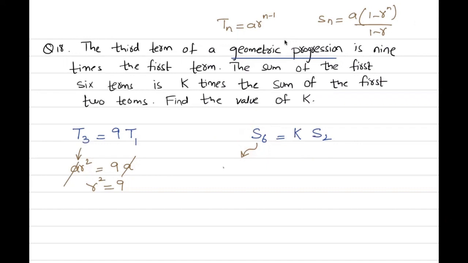Would you agree that the first term is going to be A times 1 minus, I don't know the common ratio yet, to the power of n? That is going to be 6 divided by 1 minus R. Is that correct? So isn't R plus minus 3?